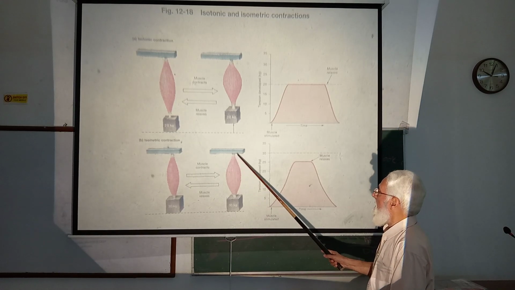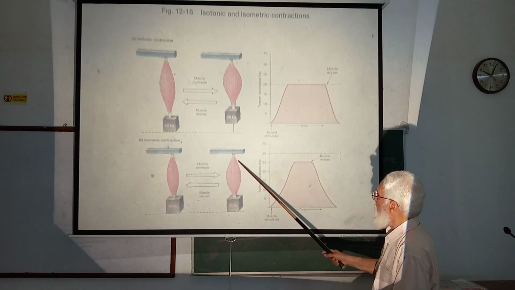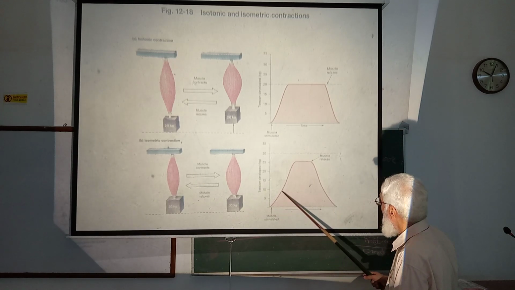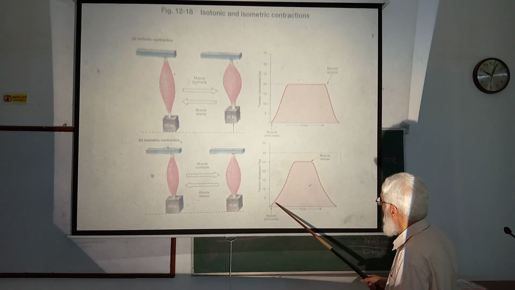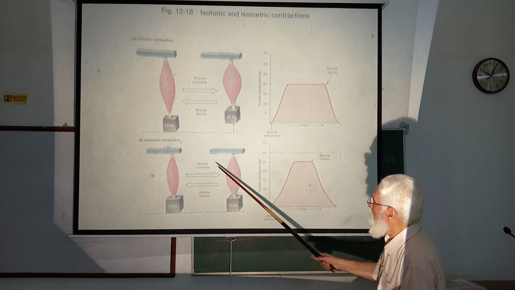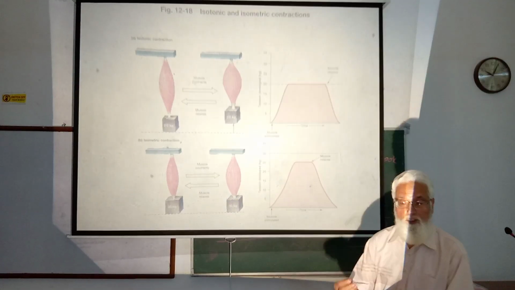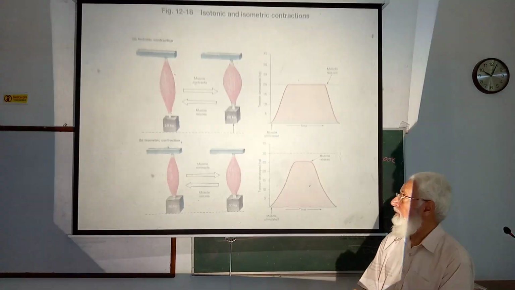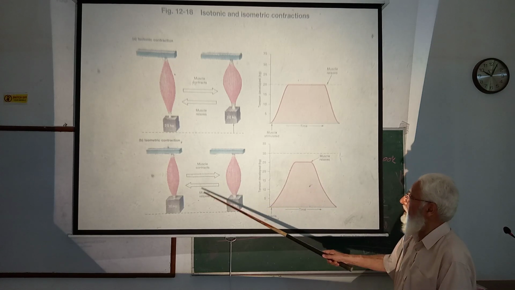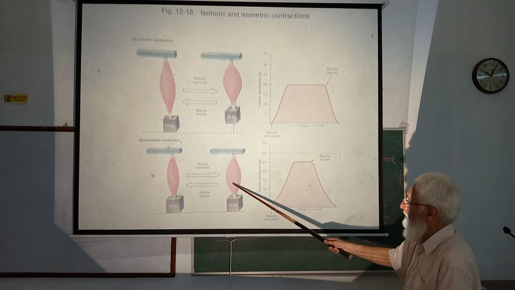Because there is some shortening, that shortening is neutralized by the stretching of the elastic component. So no decrease in the muscle length, but muscle tension increases. This is an isometric muscle contraction in which there is no appreciable decrease in the length of the muscle, but muscle tension increases. Both ends of the muscle are held fixed. The muscle contracts against constant load.